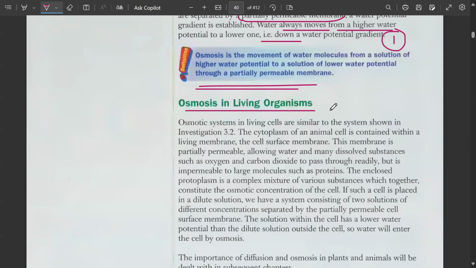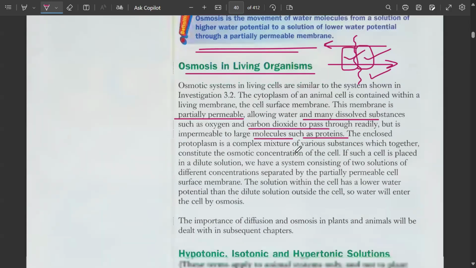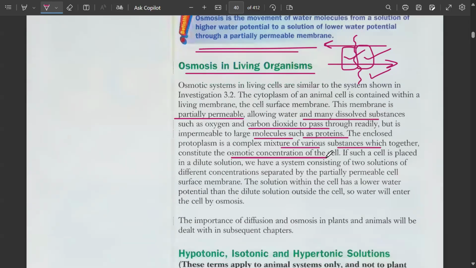Osmosis inside living cells will happen just like diffusion through a partially permeable membrane. There are two cells, and each cell has its own cytoplasm. This cytoplasm belongs to this cell and that cytoplasm to the other cell, and they are separated by a partially permeable membrane, where exchange can happen in both ways. This membrane is partially permeable, allowing water and many dissolved substances such as oxygen and carbon dioxide to pass through readily, but it is impermeable to large molecules such as proteins. The enclosed protoplasm is a complex mixture of various substances which together constitute the osmotic concentration of the cell.